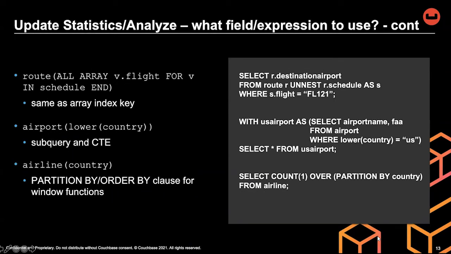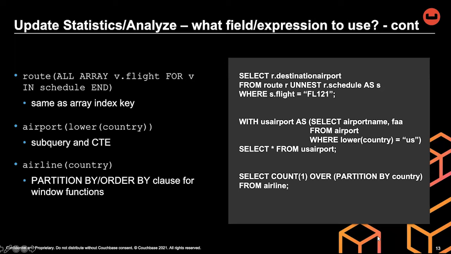A few more examples here. The query on the top, on the right-hand side, we're doing a NEST operation. And again, to satisfy this, when you create an array index key, you have something like ALL ARRAY v.flight FOR v IN schedule END. And again, for the UPDATE STATISTICS command, you'll be using exactly the same expression as a term in the ANALYZE or UPDATE STATISTICS command.